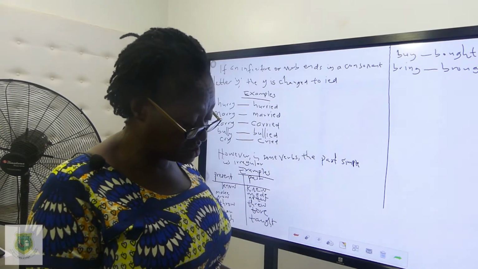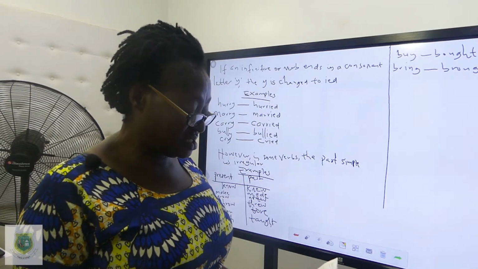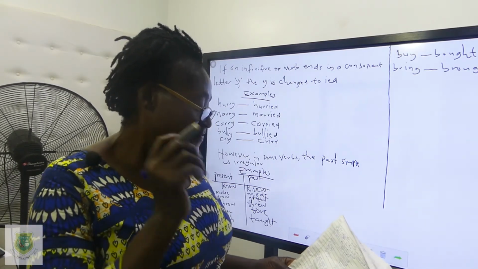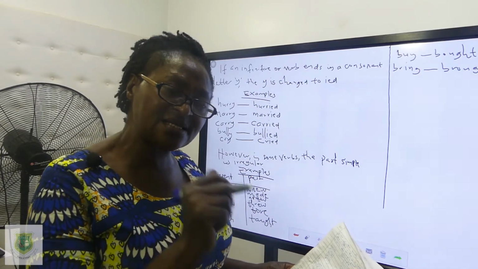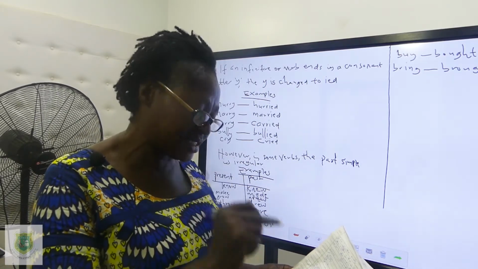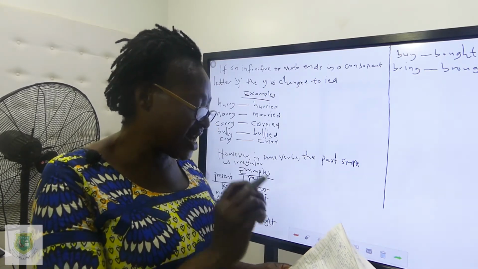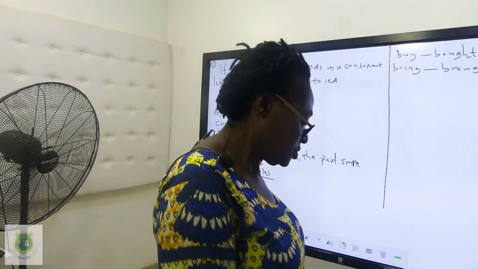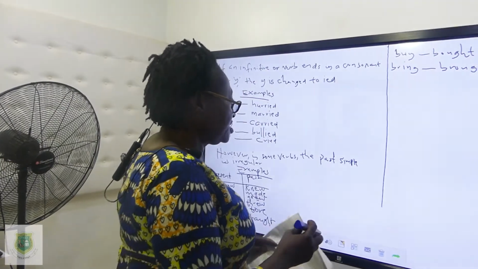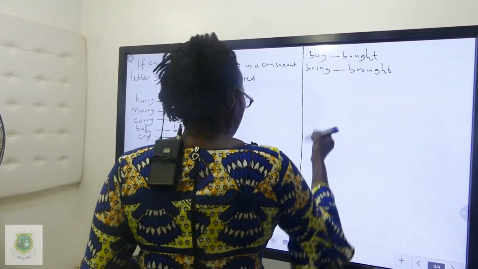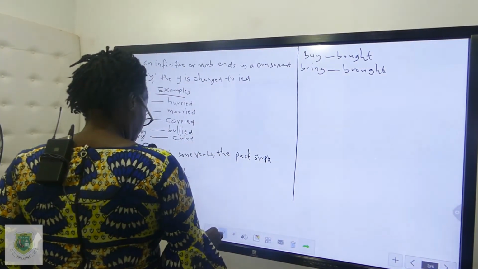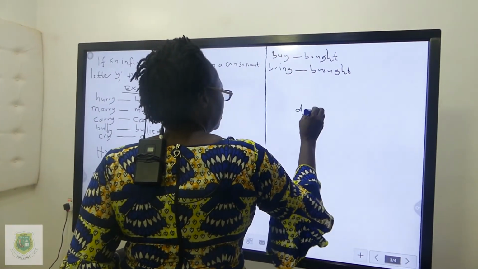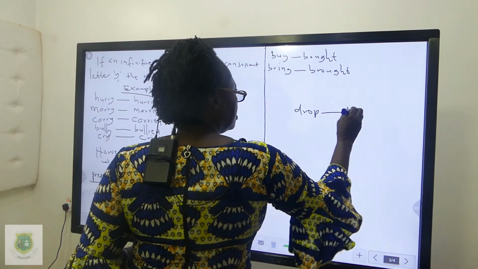In some cases, there are verbs, there are infinitives that end with a consonant. For the past tense, the last letter is usually doubled. Another, for instance, drop. Dropped.